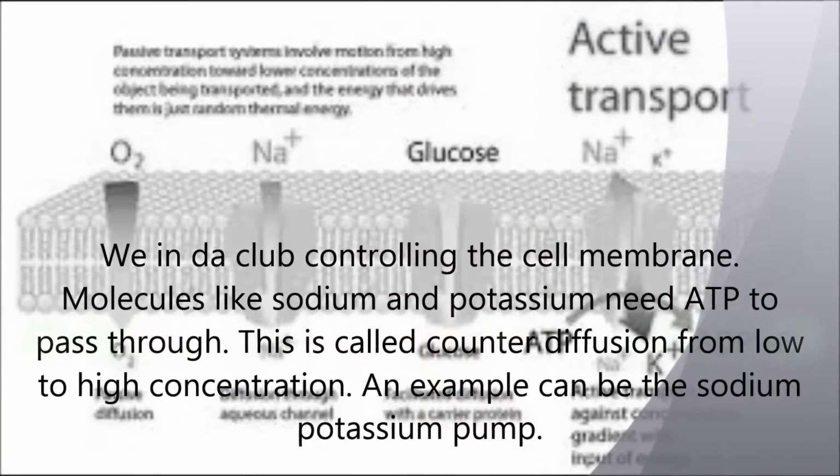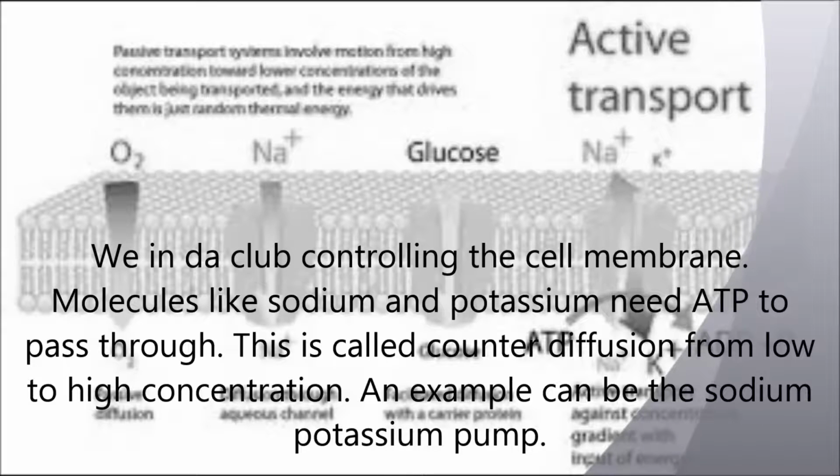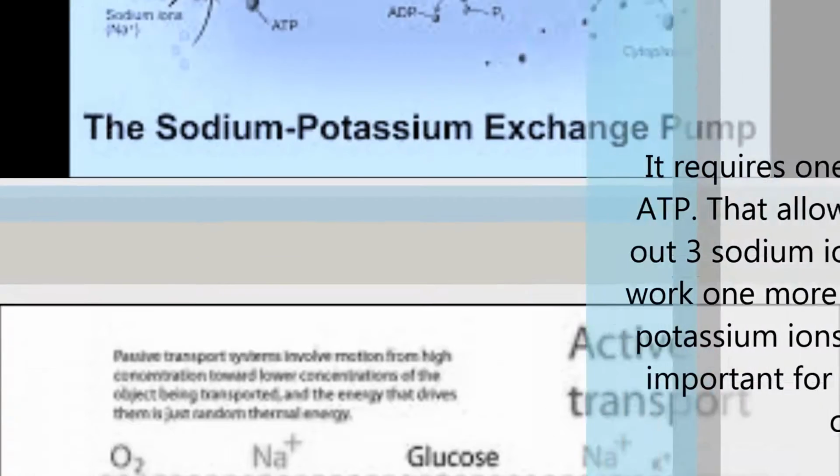We in the club controlling the cell membrane. Molecules like sodium and potassium need ATP to pass through. This is called counter-diffusion, from low to high concentration. An example is the sodium-potassium pump.